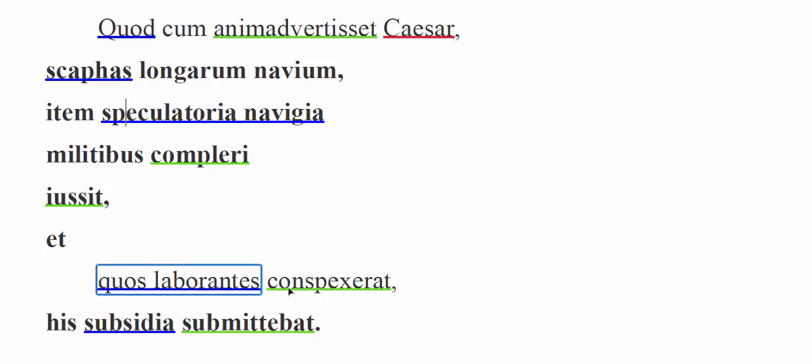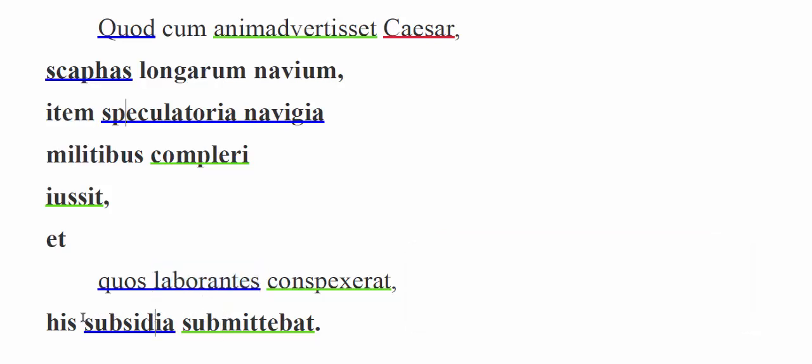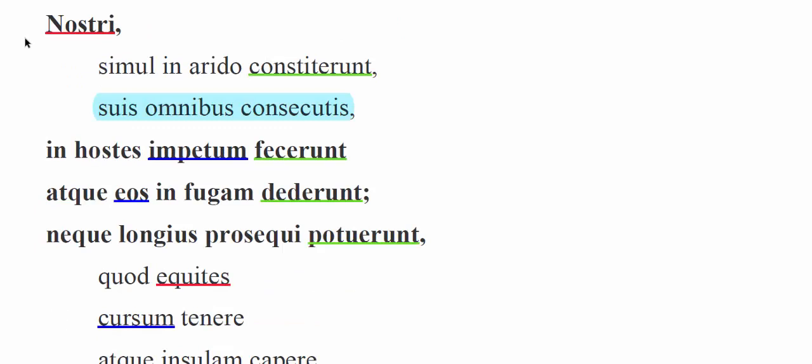whomever burdened he saw. So this quos is referring to his, and it's referring to our men. So we might say something like, whenever he had seen someone, that would be quos, someone struggling. So whenever Caesar saw groups of men struggling, he sent aid to them. Dative. He sent aid to them. So once again, Caesar solves the problem. All right, and let's see the result of Caesar's work.